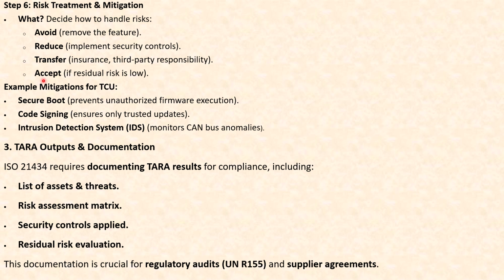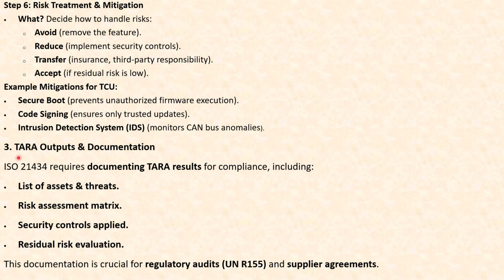Now coming to example mitigations for the TCU. Secure boot: you have to secure the boot, which prevents unauthorized firmware execution. Next comes code signing, which ensures only trusted updates. Last but not the least, the intrusion detection system, IDS, which constantly monitors CAN bus anomalies because the CAN bus is highly vulnerable. So these are the various ways in which you mitigate for TCU.